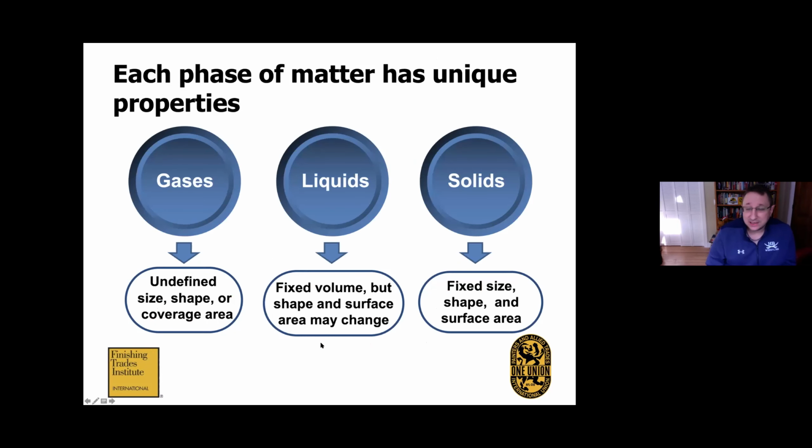So each phase of matter has a unique property, right? Gases have an undefined size, shape, or coverage area. But once you release a gas into an environment, it's going to take the shape of that environment, and it's going to fill all the space. So if I had my kombucha tea bottle here, and let's say this was a gas, and I took the cap off and put it in this room, that gas is going to escape the bottle. The molecules are going to touch every surface in here, the ceiling, the floor, all the walls, and it's going to fill that space. It's going to take the shape of my space. If I had slanted ceilings and stuff like that, it's going to take that shape.